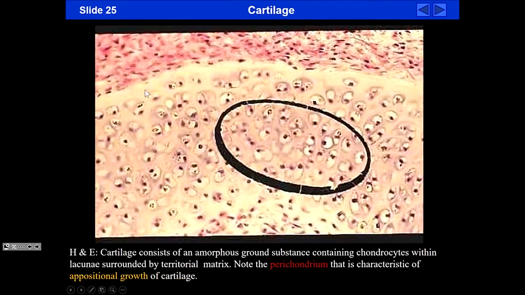Here's some more hyaline cartilage, and you can see again the distinct territorial matrix around the nucleus here. So again, the cell that the arrow is pointing to would be a chondrocyte. And because we can see the perichondrial layer here, this would have occurred by appositional growth, differentiation of those perichondrial fibroblasts into chondroblasts and chondrocytes.